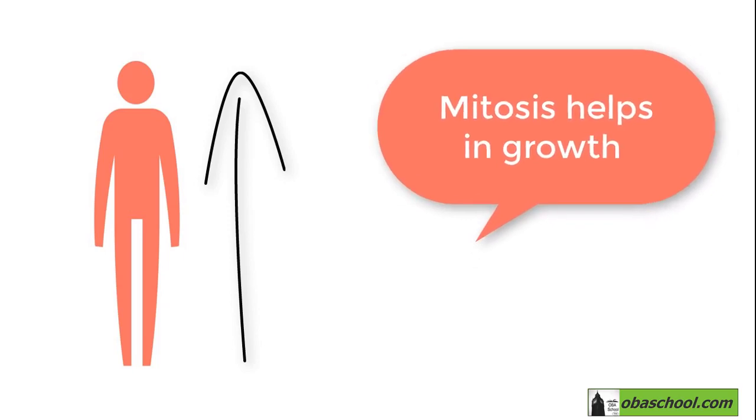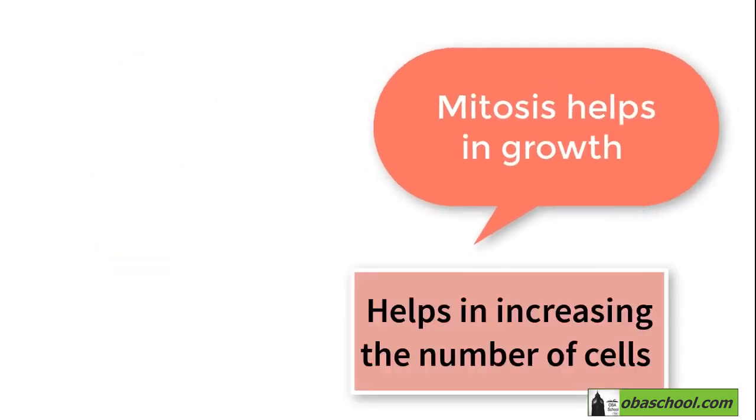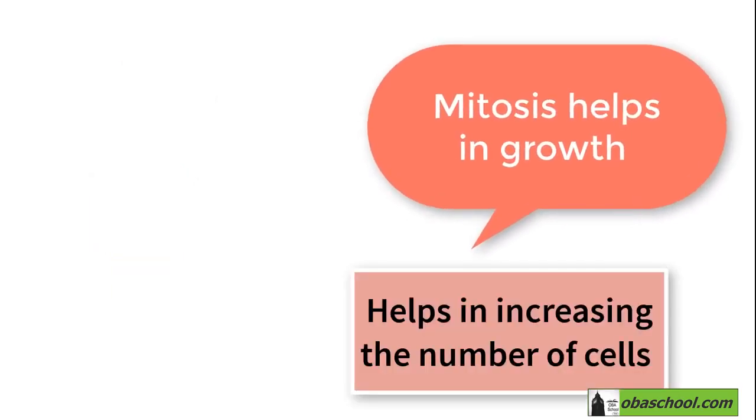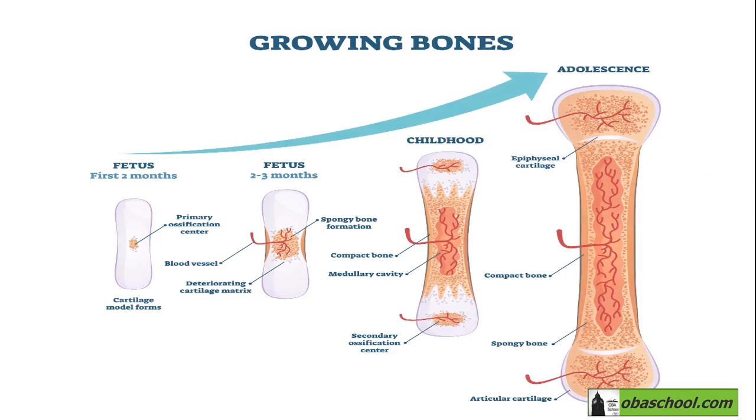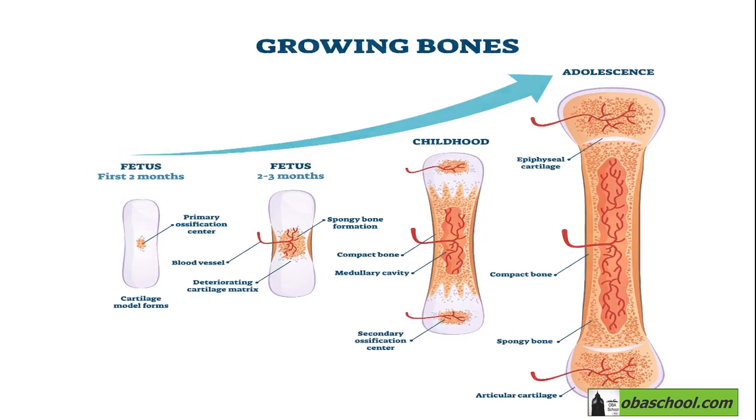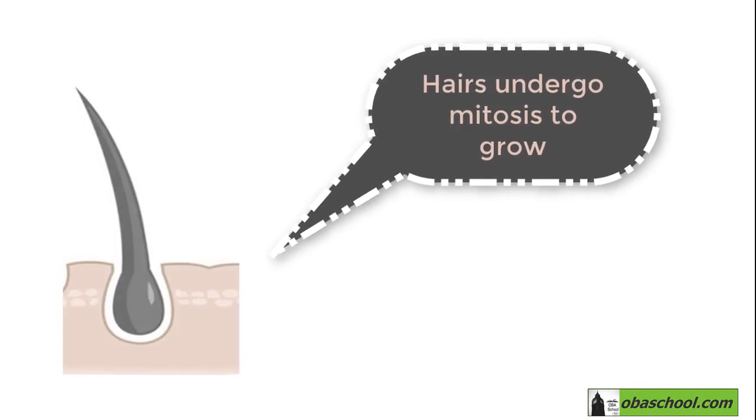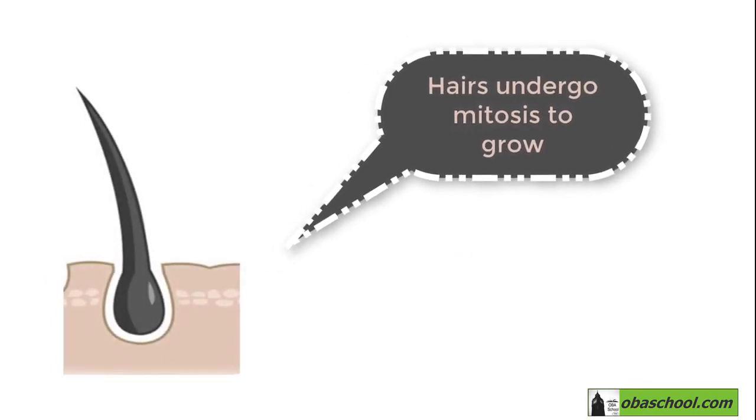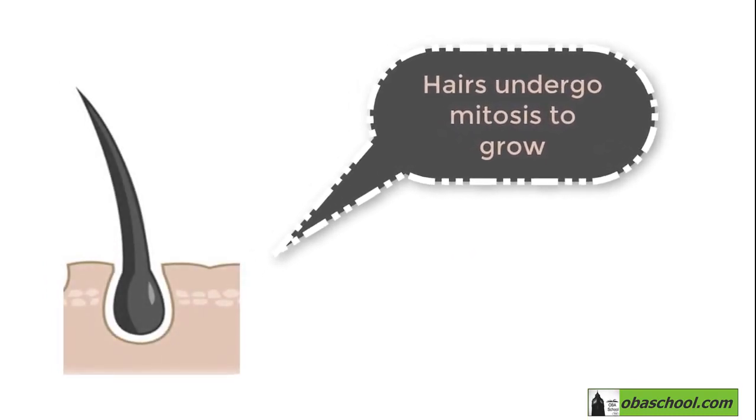Mitosis helps in increasing the number of cells in a living organism, thereby playing a very significant role. Have a look at the picture of these bones and see how mitosis helps the growth from childhood to adulthood. Moreover, mitosis is witnessed in the growth of hair follicles.